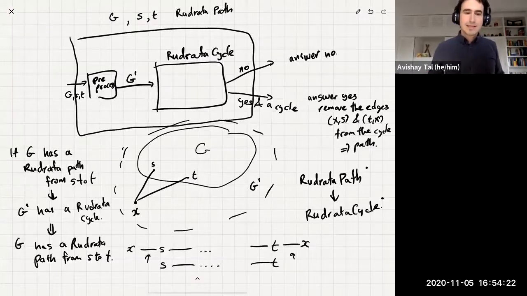In some sense, this was a little bit different than the other reduction. In the other reduction, we didn't need to assume this caveat that the solution has this very nice property. For example, here, no matter how you come up with an algorithm for Rudrata cycle, this would give you an algorithm for Rudrata path.